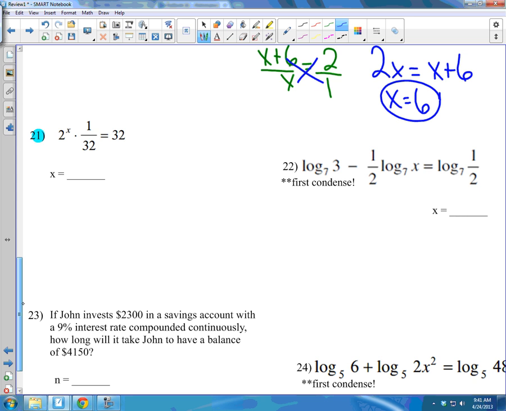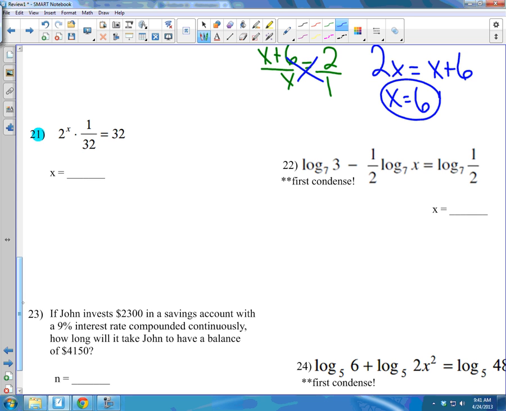All right, almost done. 21, there's a constant. I will be looping it, but I'm not going to loop it until it's just the base and the exponent. So I'm going to move the 1 over 32 to the other side. And to move this fraction, I'm going to multiply this side by the reciprocal, which just makes it 2 to the x. And I'm going to multiply this side by 32, which makes it 1024. And now I'm going to loop it.